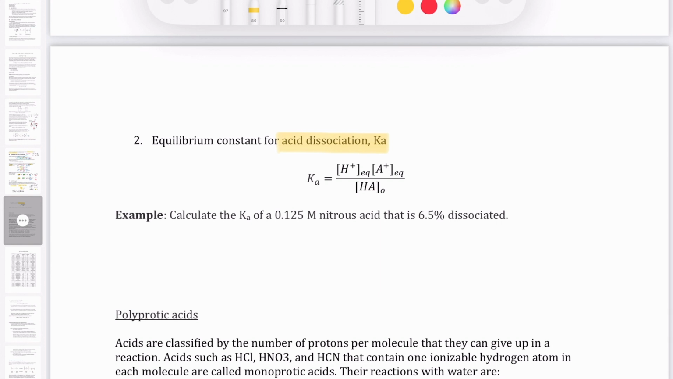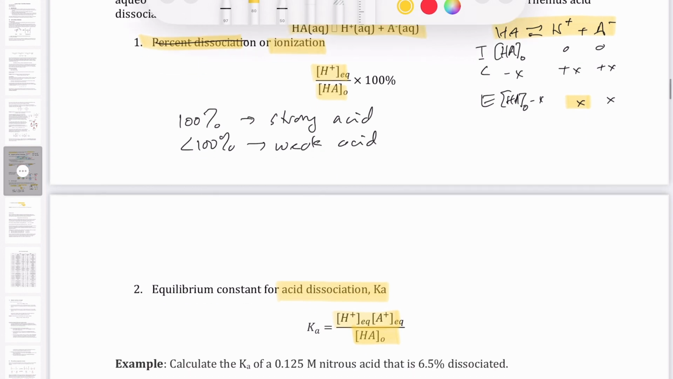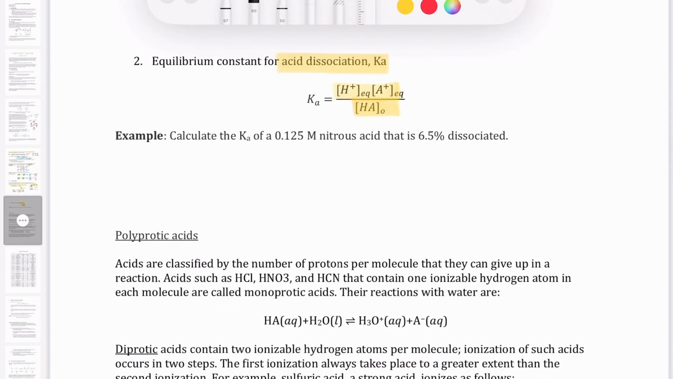Ka, just like any equilibrium constant, is the ratio of the products over the reactant at equilibrium, as shown here. That refers to the acid dissociation reaction on the top right, so you get the products over the reactant. Both of these quantities should be related to each other. For example, you can calculate the Ka if you know the percent dissociation, or if you know the Ka, you should be able to calculate the percent dissociation.